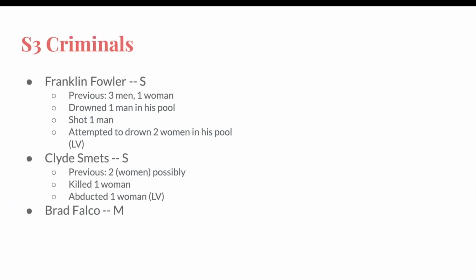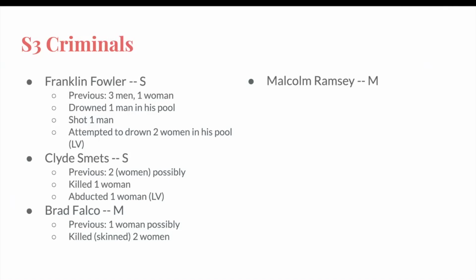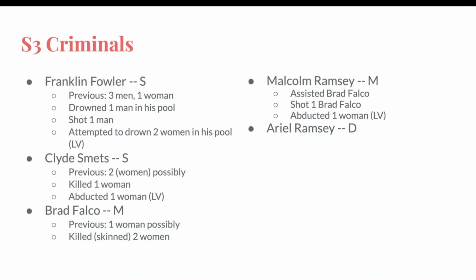Brad Falco ended up murdered. He was possibly responsible for killing 1 woman, but then in the show he did kill 2 more. He worked with Malcolm Ramsey, who also was murdered, and he assisted Brad Falco. He also shot Brad Falco and abducted a woman on his own, and she was the last victim. Ariel Ramsey was Malcolm Ramsey's daughter. She just kind of died after stabbing her father and presumably killing him.